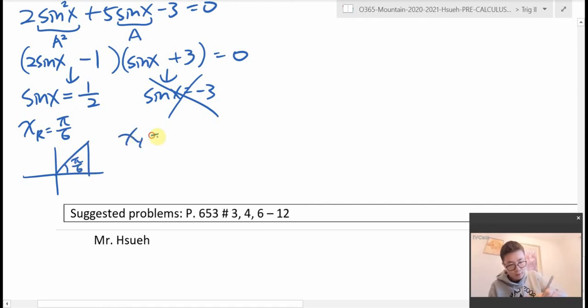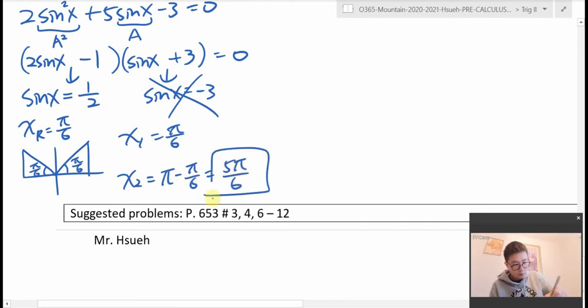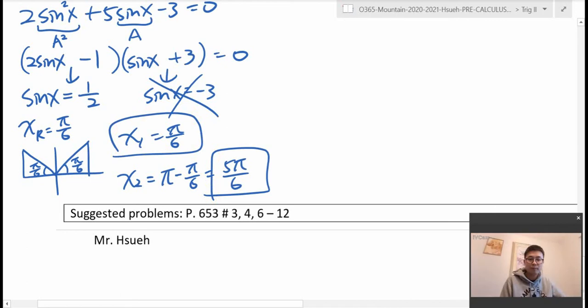Therefore, x1 is pi over 6. And the other one is in quadrant 2, so the reference angle is pi over 6. Therefore, angle 2 will be pi minus pi over 6, which is 5 pi over 6. Okay, so here are your two answers.